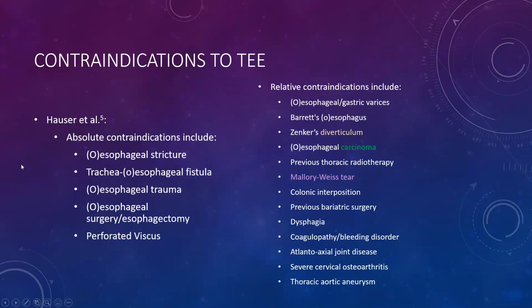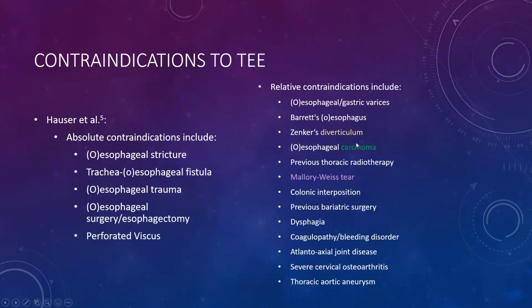Absolute contraindications: strictures, fistulas, known trauma. This is something I want you to pay attention to. Obviously, in our polytrauma patients, sometimes there can be question of esophageal trauma. So it is definitely something you want to think twice about before dropping a probe in a patient if you do suspect esophageal perforation already. Esophagectomy, obviously, and then perforated viscus.